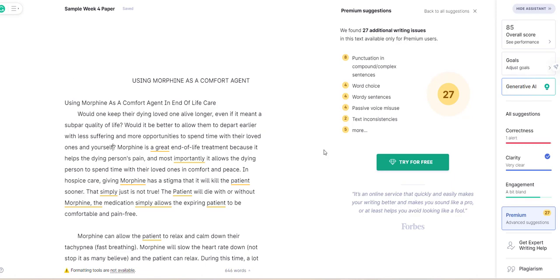If you have Grammarly Go, the paid version of Grammarly, then it will give you 27 additional writing mistakes.